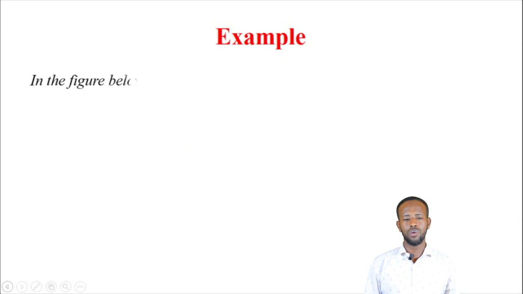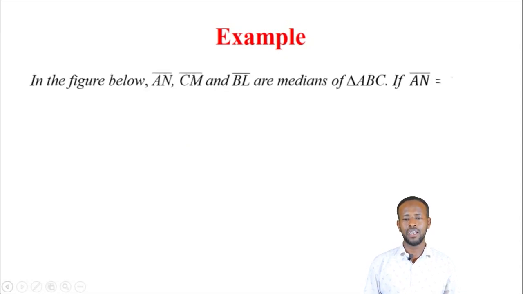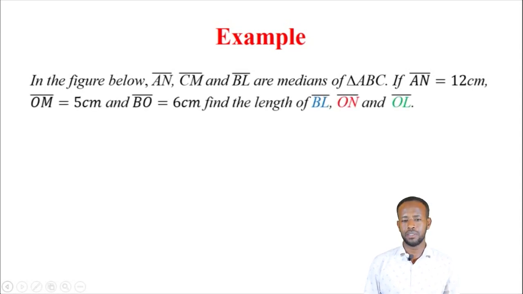In the figure below, AN, CM, and BL are medians of triangle ABC. You know what medians are. They come from somewhere, they go to somewhere, isn't it? If AN is equal to 12 centimeter, OM is equal to 5 centimeter, BO is equal to 6 centimeter, find the lengths of BL, ON, and OL. Can you draw? Let us see the figure is like this.